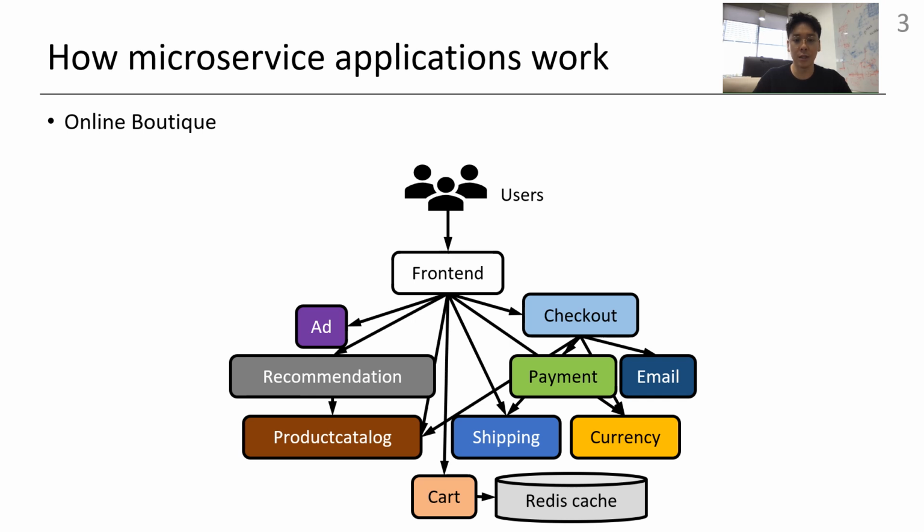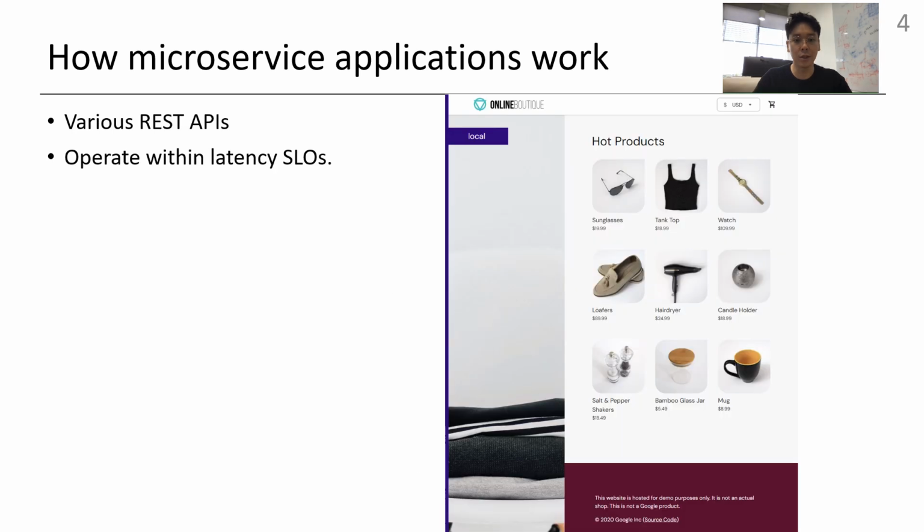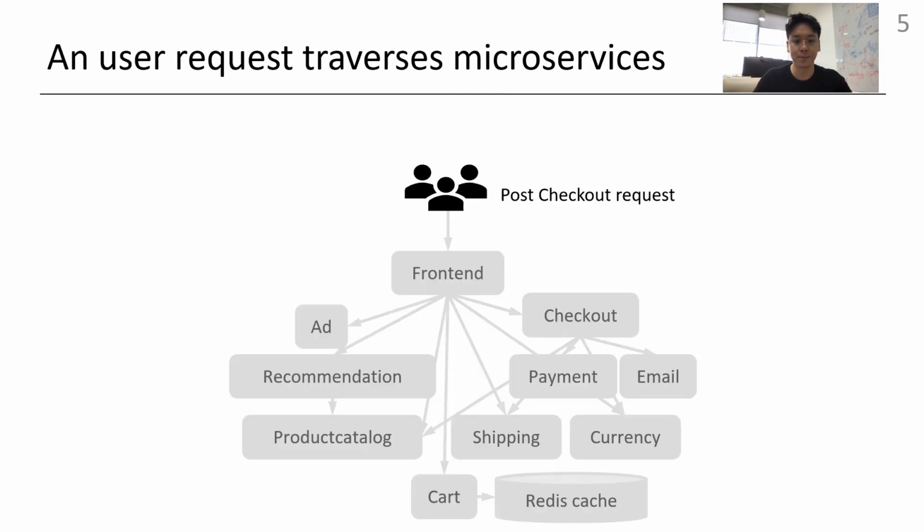A microservice application is designed as a collection of loosely coupled services. The picture shows a capture of the Online Boutique webpage. From the webpage, users invoke various REST APIs, such as post-checkout, get product, post card, and etc. They often require us to operate with service-level objectives such as end-to-end latency.